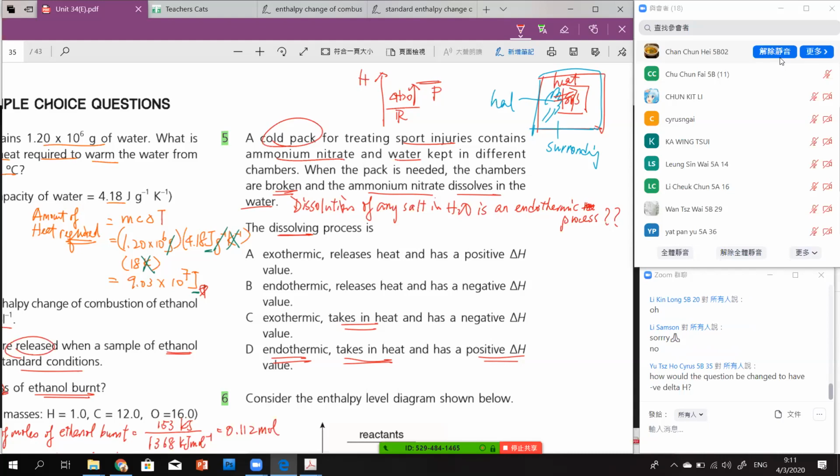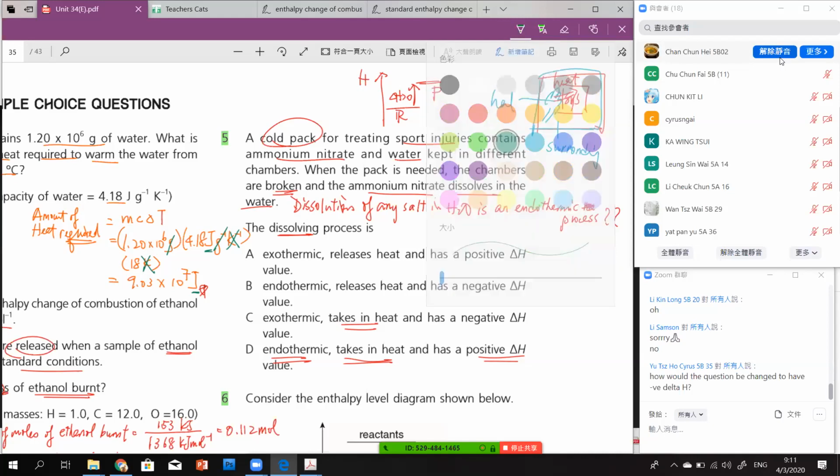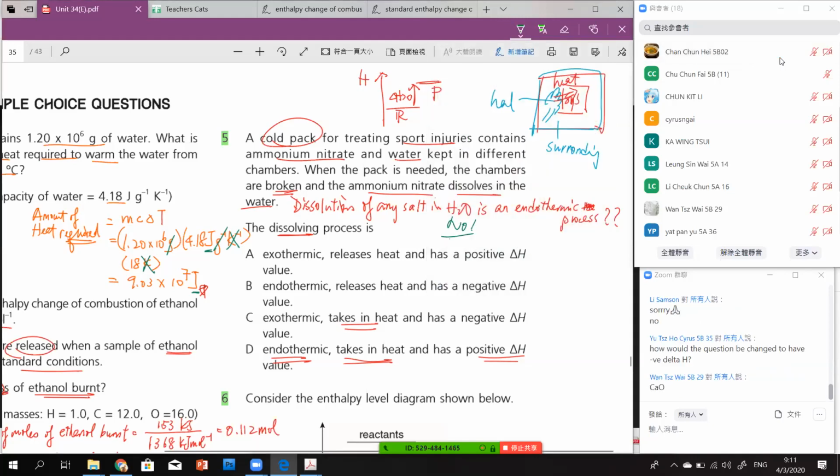Yu Zihou, how would the question be changed to have negative delta H? Yes, I change what? I change the salts. If I change the salts, they will have a delta H being negative, which means it will release heat. Can you please give some examples of this? So the answer is no. Some examples. Yes, very good.